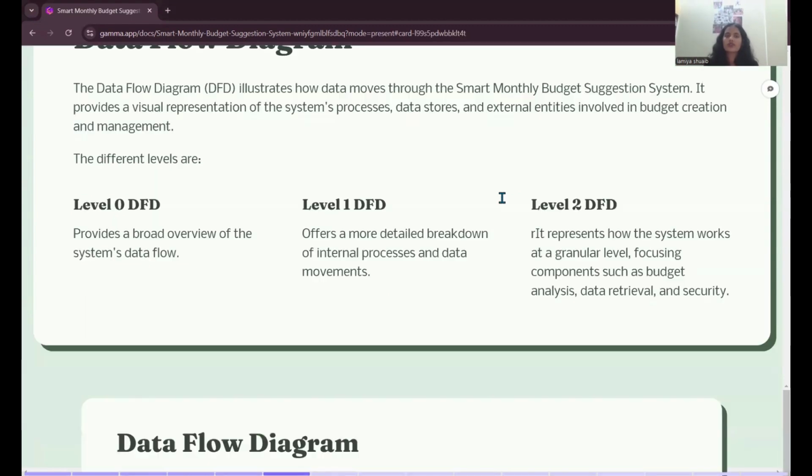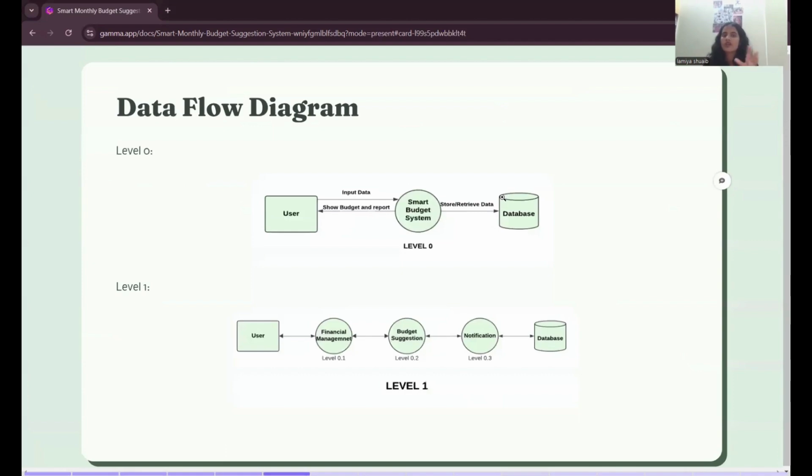First we will look into the level 0 diagram. Here we have three entities: the system, the user, and the database. At first the user inputs the data, the system retrieves or stores the data within the database, and then the system further sends the report to the user. It's a very concise version of how the system works.